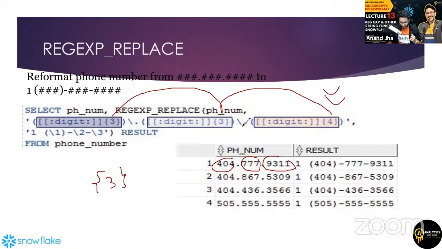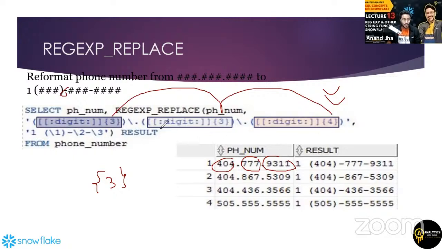Can we replace with simply a space instead of this? You can, of course. I'm teaching you the one way. This is my requirement. See, reformat phone number. The client can say, give me the space here. So just have a single quote over there. Okay. So first three digits before the dot, three digits after the dot, and four digits after the dot.